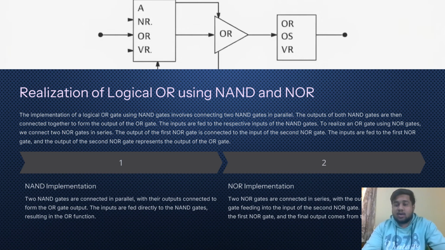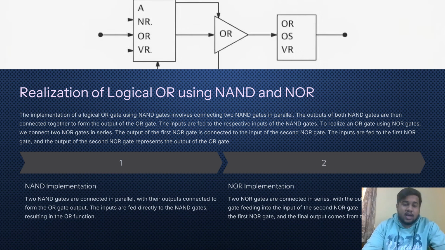To realize an OR gate using NOR gates, we connect two NOR gates in series. The output of the first NOR gate is connected to the input of the second NOR gate. The inputs are fed into the first NOR gate and the output of the second NOR gate represents the output of the OR gate. First one, NAND gate implementation.